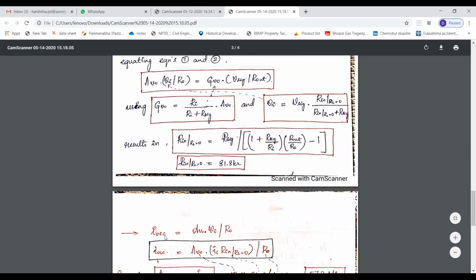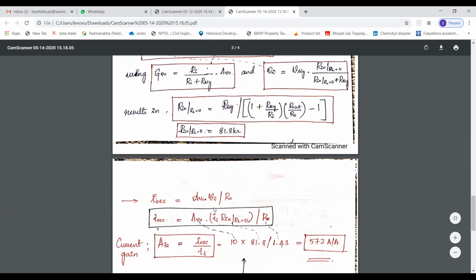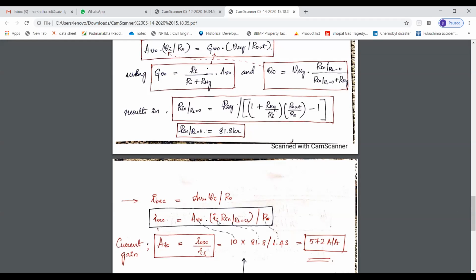And we know that the output short circuit current is equal to AV naught into Vi by R naught. Now this Vi is equal to I into R in general, isn't it? So I is equal to Ii, and the R that we are going to consider here is Rin, because it is at the input side. So Ii and Rin for RL equal to 0 divided by R naught. Now we got the value for Rin when RL is equal to 0. So I'll substitute 81.8 for this, R naught is equal to 1.43 and AV naught is equal to 10.